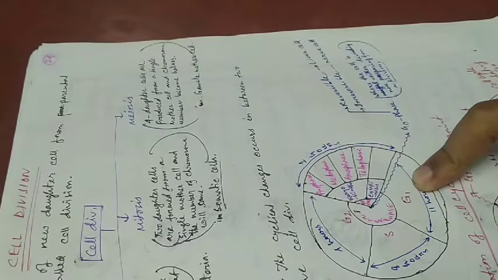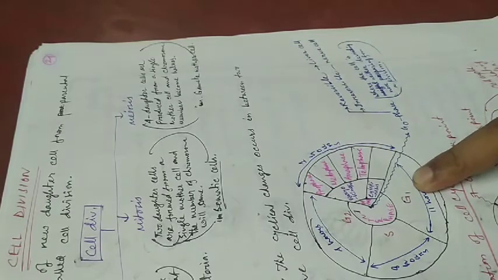Next, the number of cell organelles present inside the cell will double. Third, the enzymes, meaning the proteins needed for DNA replication, are produced in this phase. RNA synthesis and protein synthesis also occur in this phase.